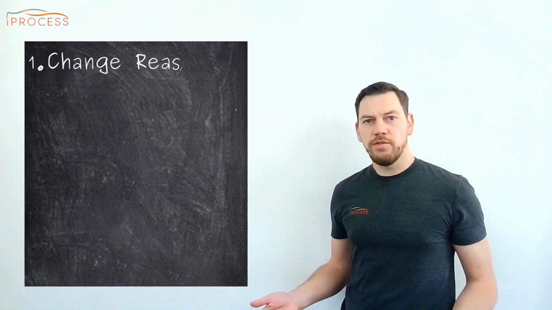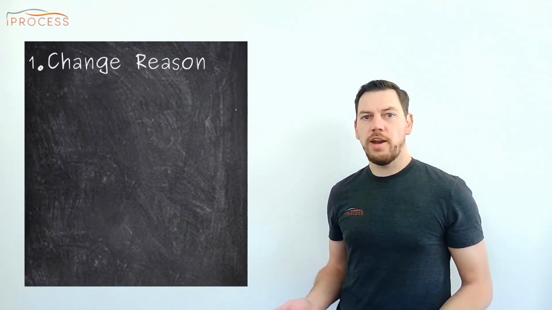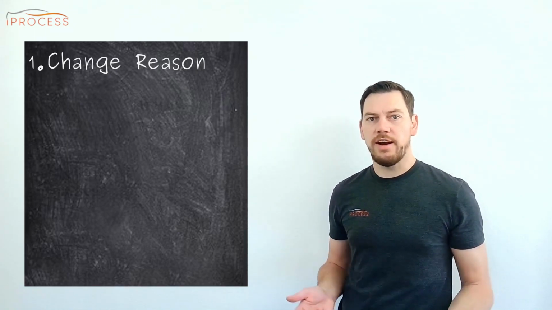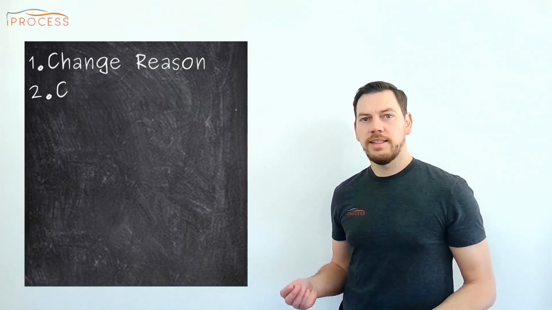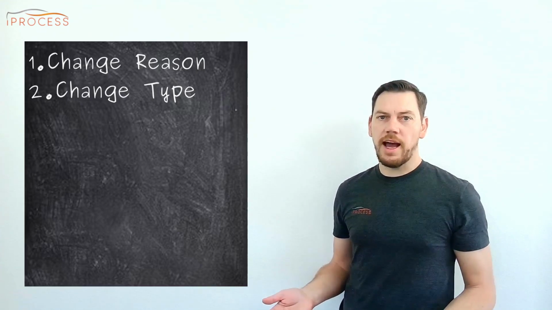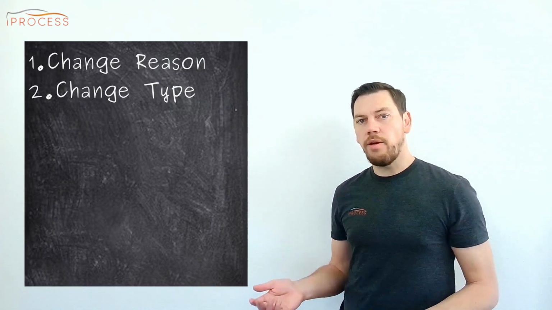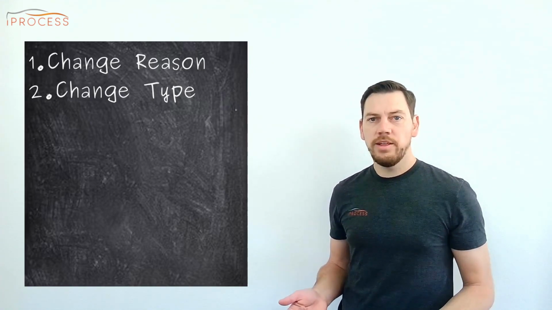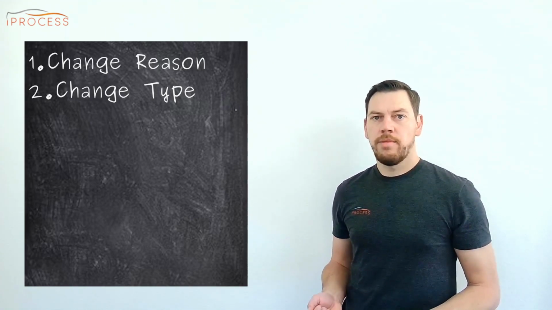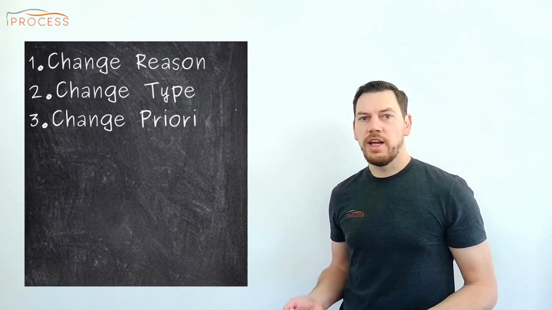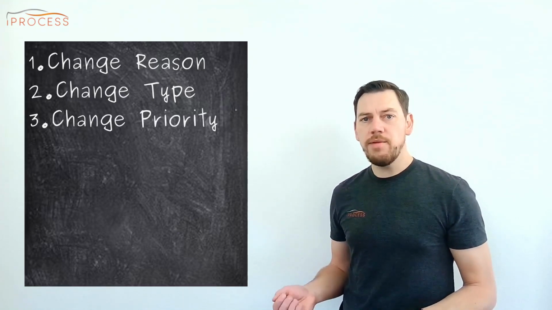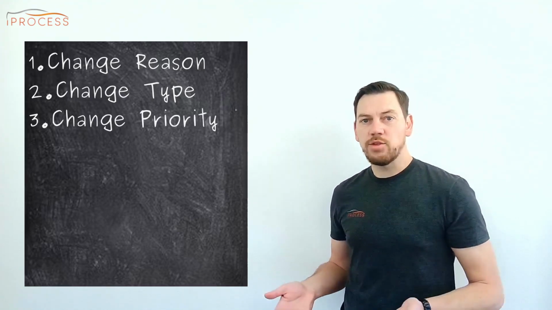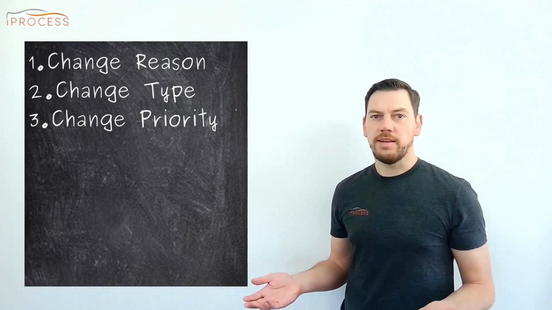First, reason for the change. What is the motivation and why is this change necessary or desirable? Second, type of change. Possible types of changes include error resolution, adaptation, elimination, enhancement, or prevention. Third, priority of the change. How urgent is it to get it implemented? Immediately, this release, next release, etc.